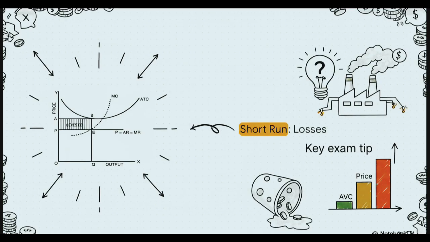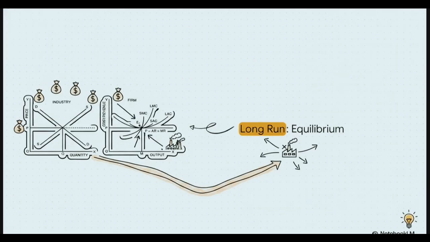And of course, things can definitely go wrong. If the market price takes a dive, that horizontal price line drops. At our new equilibrium point E, the ATC curve is sitting way up high above the price line. The firm's costs are higher than its revenue, leading to that nasty shaded rectangle of losses. Now, here's the key exam tip. A firm might bleed money like this in the short run, but they'll keep the lights on and keep producing as long as the price is still high enough to cover their average variable costs. Keep that in mind.